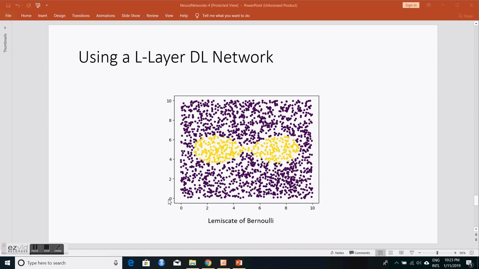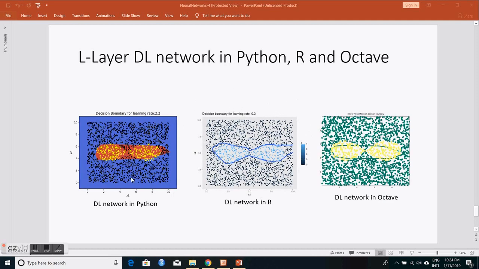So with this I have shown the equations of a multi-layer, multi-unit deep learning network, and I implemented this in Python, R and Octave. Just to make the problem more interesting, I used the equation of a lemniscate of Bernoulli and plotted the lemniscate. All the points within this lemniscate are 0, and all the points outside are 1. Then I used my L-layer deep learning network to learn this fairly complex non-linear pattern, and this is the boundary which I got in Python. This is the boundary in R, and this is the boundary in Octave.